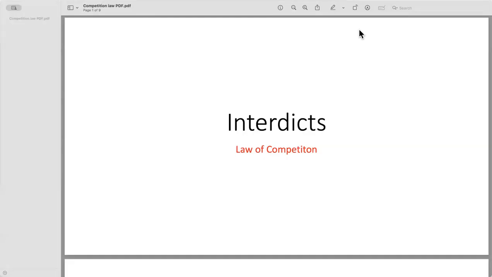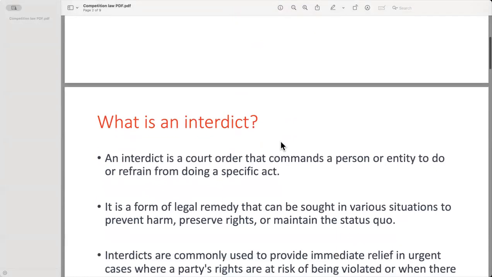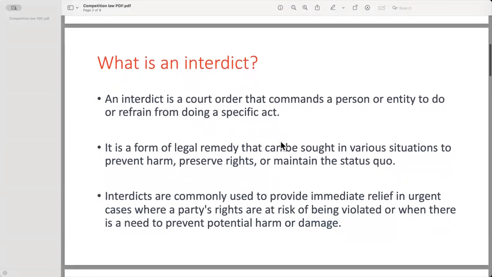Hi, let's talk about interdicts in the context of competition law. This is with regards to business law. We're going to talk about two types of interdicts. First of all, we need to know what an interdict is, and then we can dive into the two types of interdicts that we're going to be talking about.